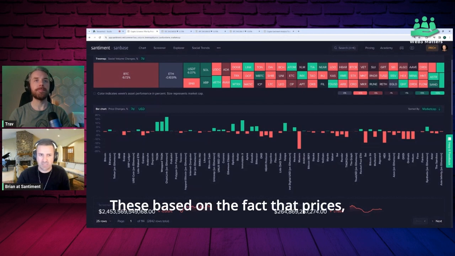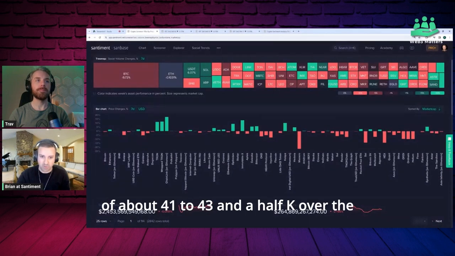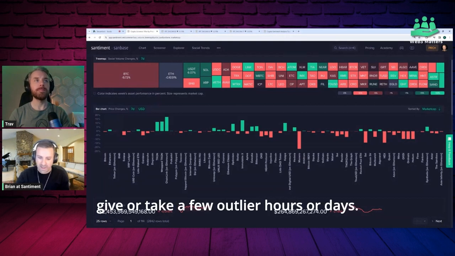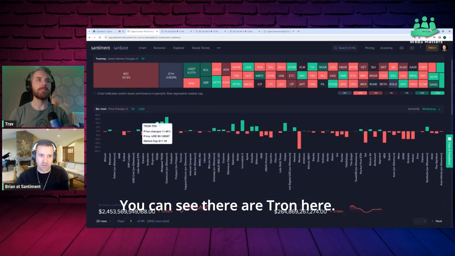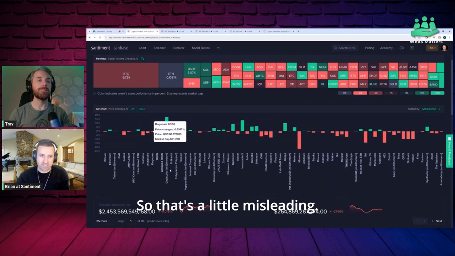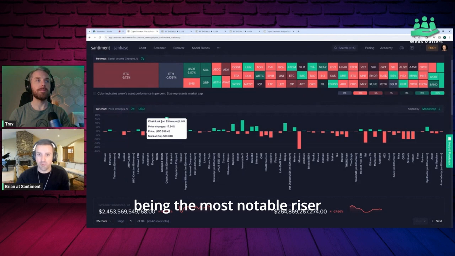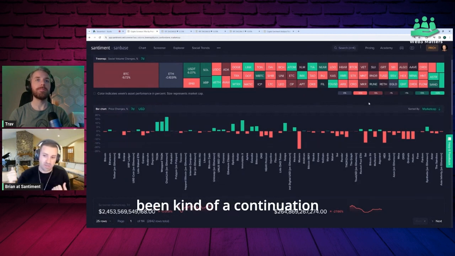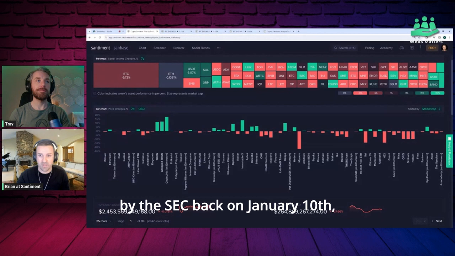And it makes sense based on the fact that prices, especially for Bitcoin, have kind of started to get into this tight range of about 41 to 43.5K over the past couple of weeks, give or take a few outlier hours or days. But overall, my interpretation, just looking at this, is there's definitely been mostly retracing going on. You can see there, Tron here, this makes up a couple of the big bars. So that's a little misleading. There's a few other outliers like Optimism and of course Chainlink here being the most notable riser over the past week. But generally this has been kind of a continuation of what we talked about last month, which is disappointing results since the ETFs were approved by the SEC back on January 10th, just about 4 weeks ago now.